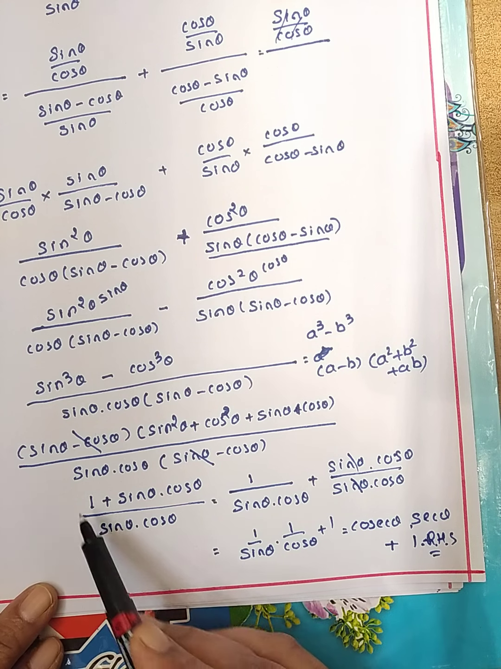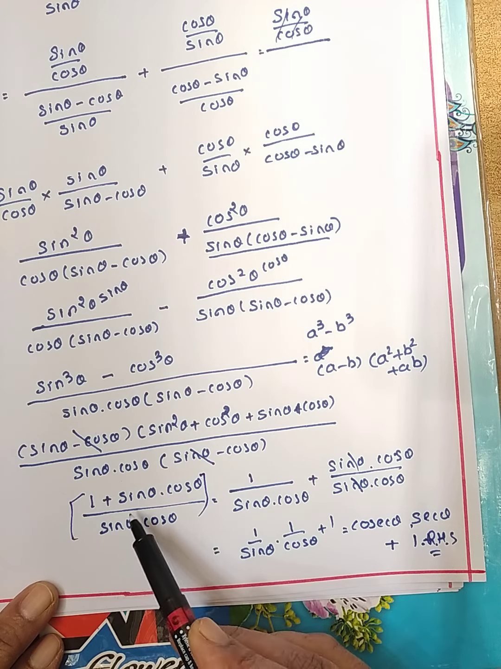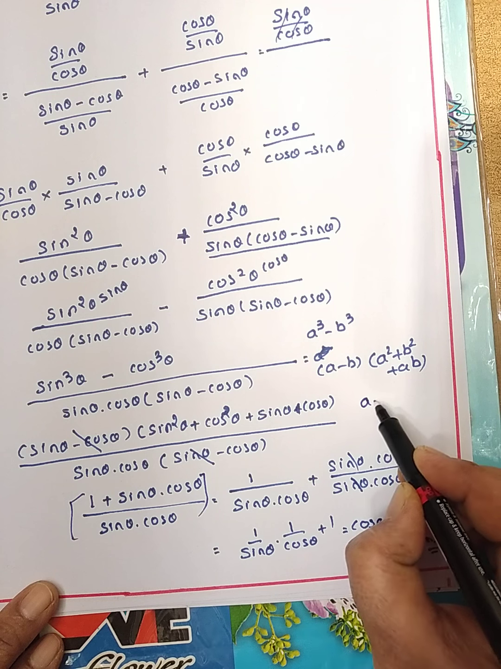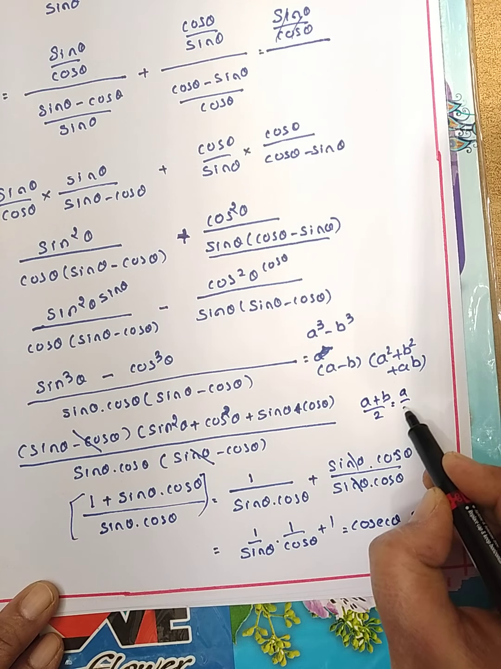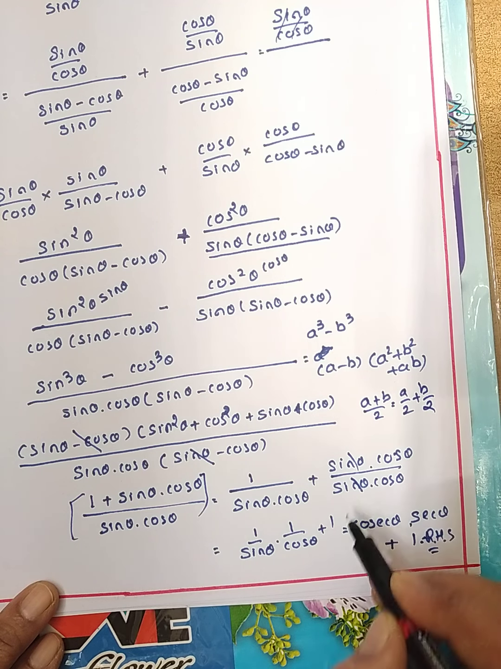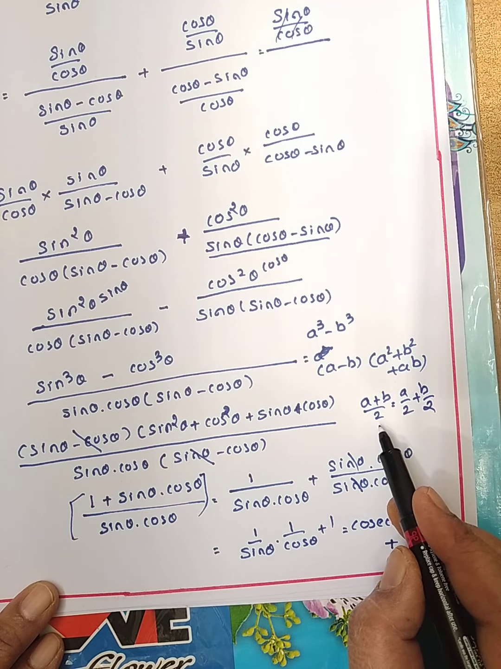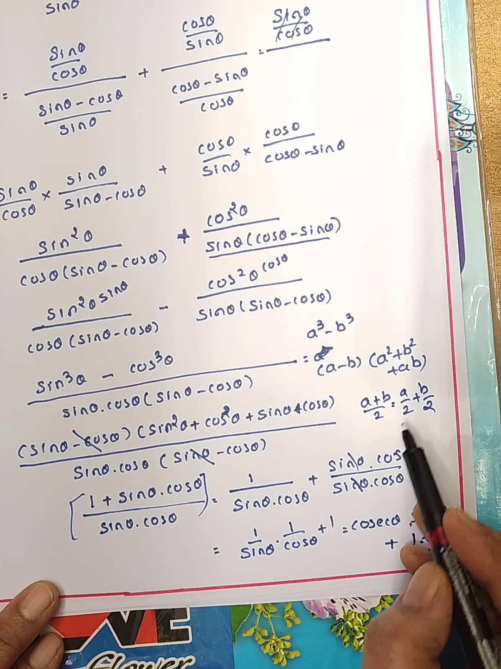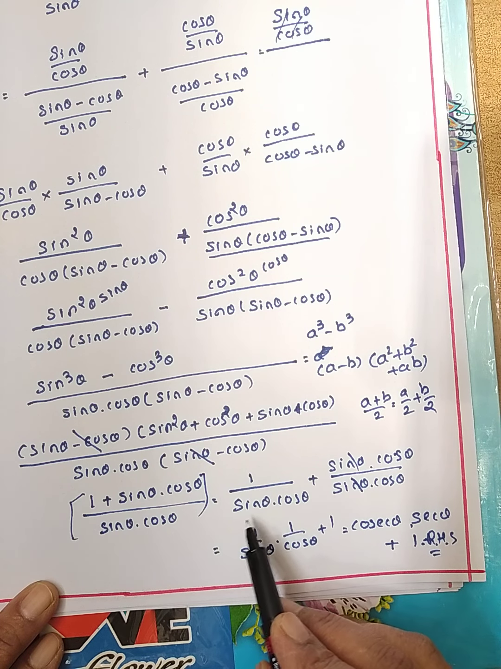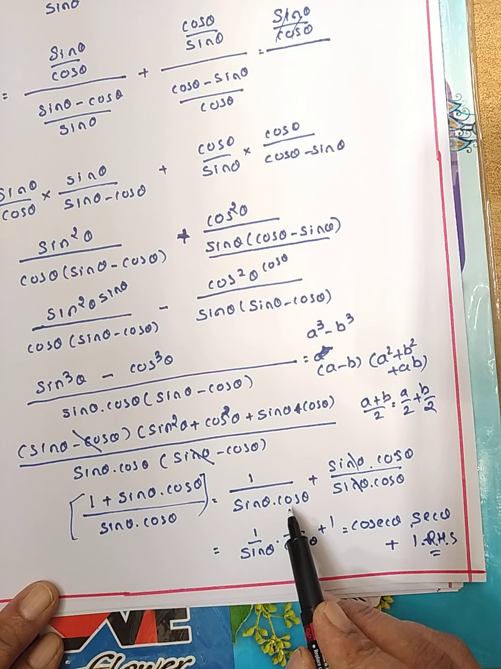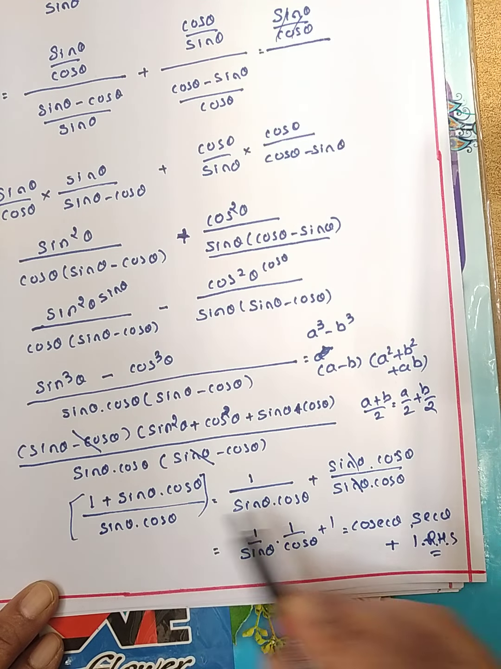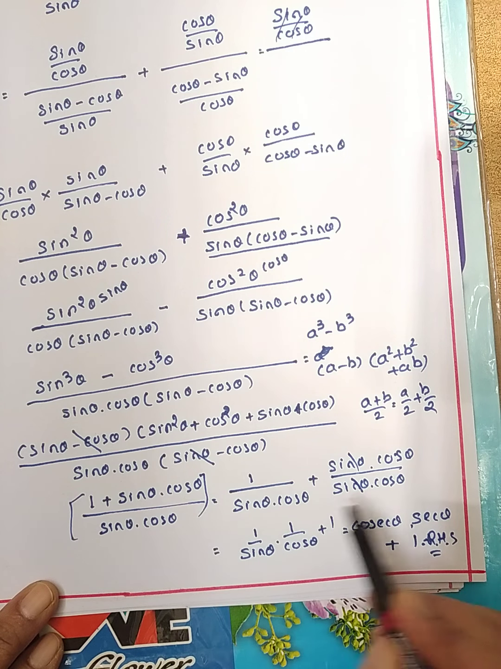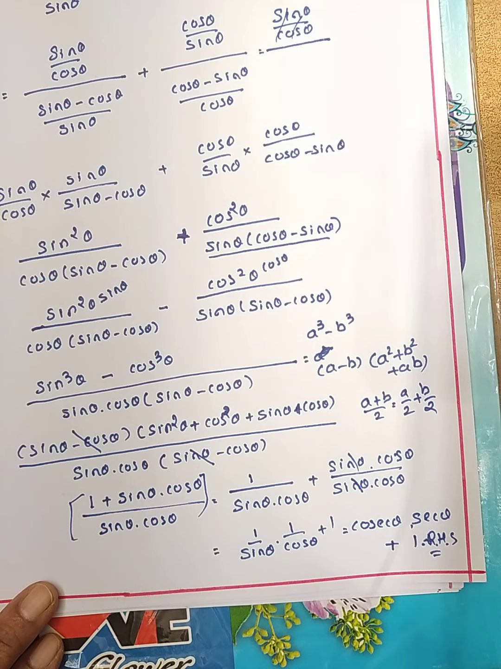I think you have understood this step. Why we have divided both? See here, if a plus b by 2 is there, we can write it as a by 2 plus b by 2. We will divide by 2 for both a and b. Similarly, 1 upon sin theta by cos theta, 1 by sin theta by cos theta plus sin theta cos theta by sin theta cos theta. So this is the RHS.